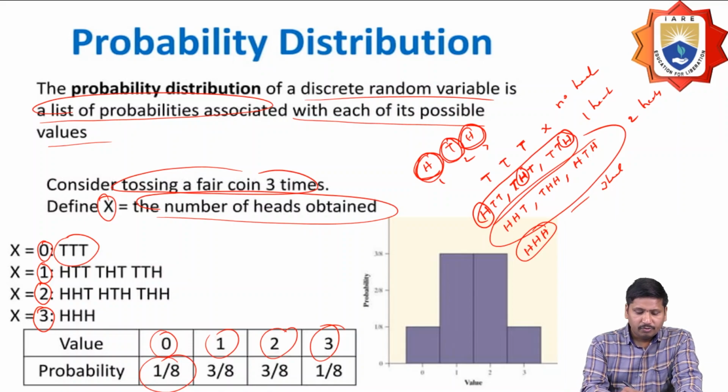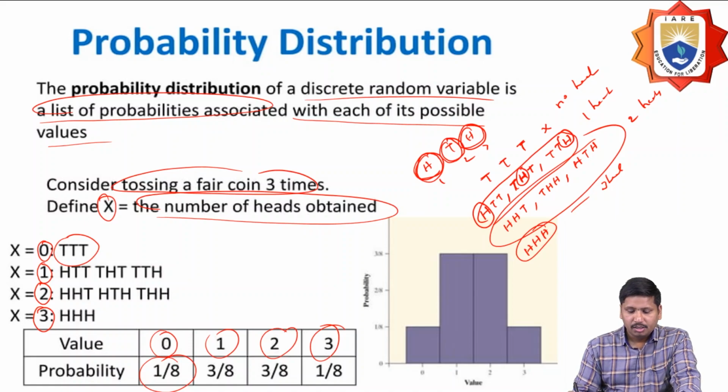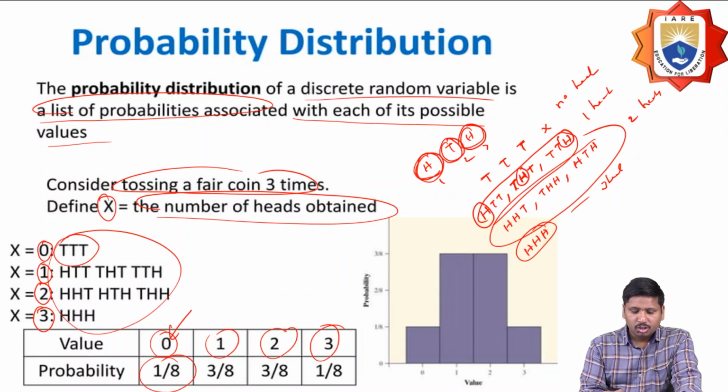So total number of, how many rotations are there? So totally 8 possibilities: 1, 2, 3, 4, 5, 6, 7, 8. Out of these 8 possibilities, what is the probability of getting 0 heads?